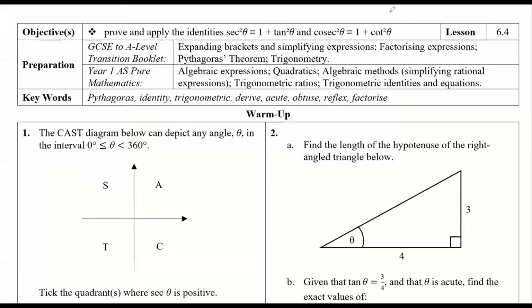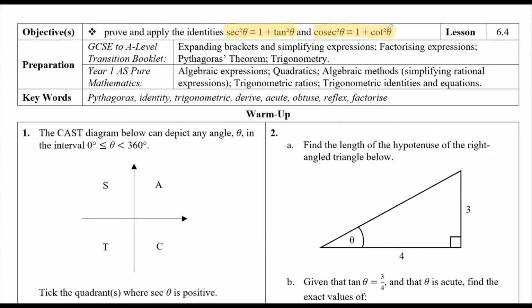Hello, welcome to lesson 4 of chapter 6, Trigonometric Functions. Today we're going to prove and apply the identities that we've met already. Sec squared theta is 1 plus tan squared theta, which we derived from the diagram. And the second Pythagorean identity, which we uncovered, was cosec squared theta is identical to 1 plus cot squared theta.